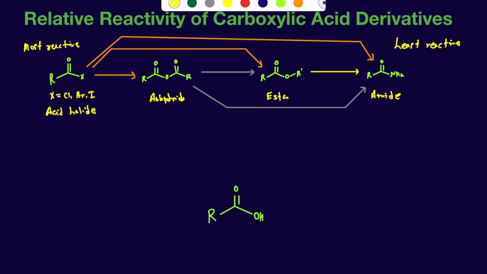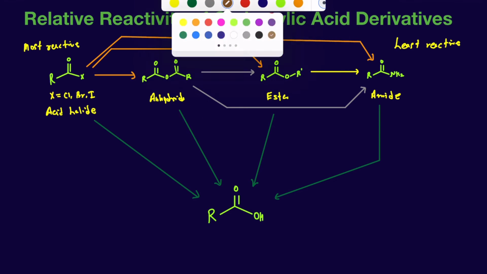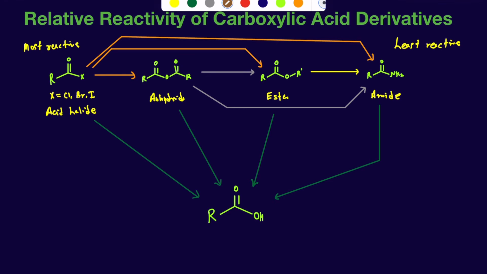So I can go ahead and say, if I have an amide, I can go ahead and hydrolyze the amide to an acid. I can go ahead and hydrolyze the ester to an acid. I can go ahead and hydrolyze the anhydride to an acid. I can also go ahead and hydrolyze the acid halide to an acid. And then to hydrolyze these things, you can either do the hydrolysis under acidic condition, or you can do that under basic condition. So either one of those are fine.